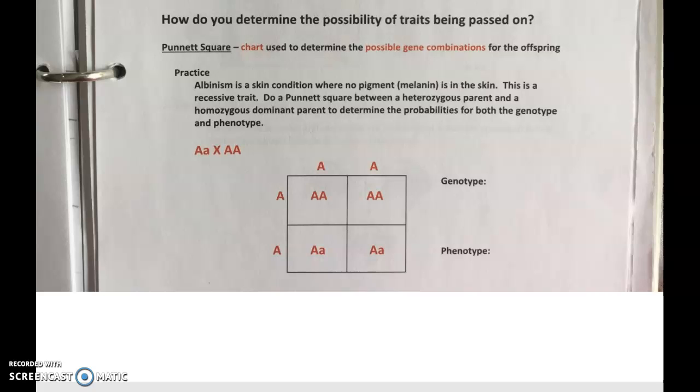Here's an example for albinism. If you're albino, you don't have any pigment in your skin. It's a recessive trait. So it says to cross a heterozygous parent. That would be somebody who is hybrid for the trait. That's big A, small a. Cross that parent with another one who is homozygous dominant. Homozygous means pure. What would you get if you cross these two parents?